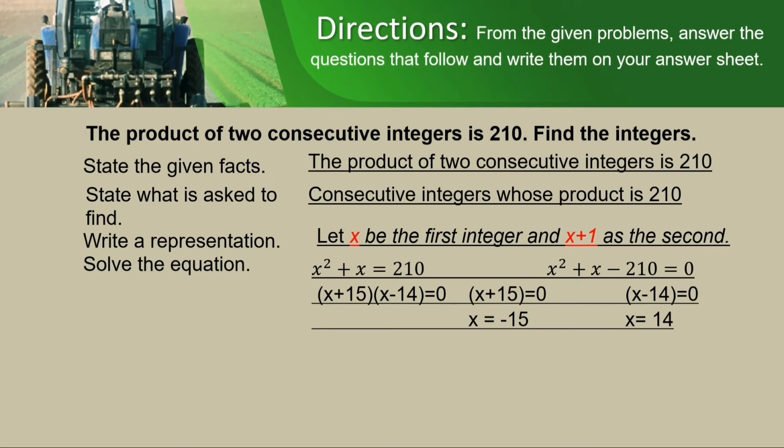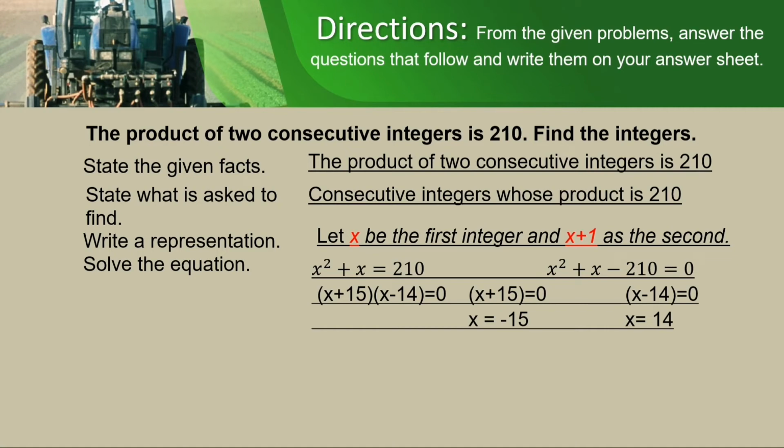Then what's the next thing to do? Yes, it's to factor. After we're writing the equation into its standard form and equating it to 0, you have to get its factors. What will be the next step to solve the equation? Very good. You're going to equate the two factors into 0. So what will be the values of your x? It's negative 15 and 14.